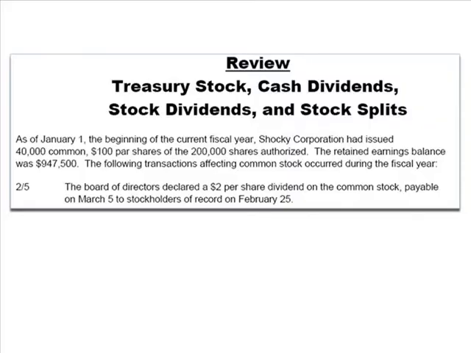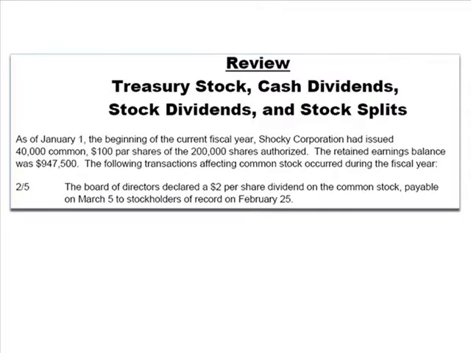At January 1st, the beginning balance, at the beginning of the current year, S Corporation had issued 40,000 common $100 par shares of the 200,000 shares they had authorized. The retained earnings balance was $947.5. The following transactions affecting common stock occurred during the current fiscal year. On February 5th, the Board of Directors declared a $2 per share dividend on the common stock payable on March 5th to stockholders of record February 25th.